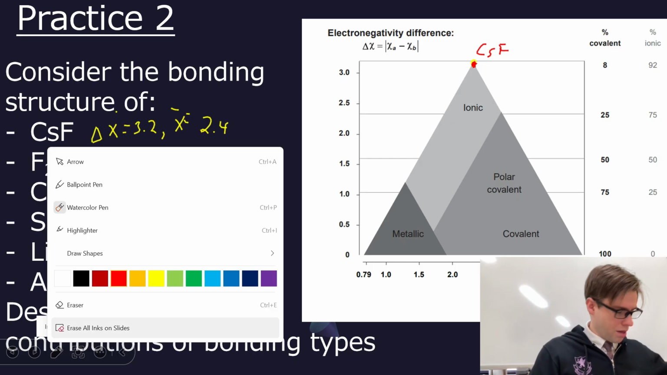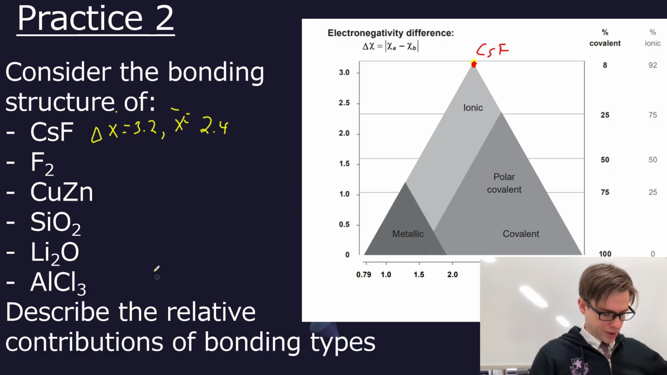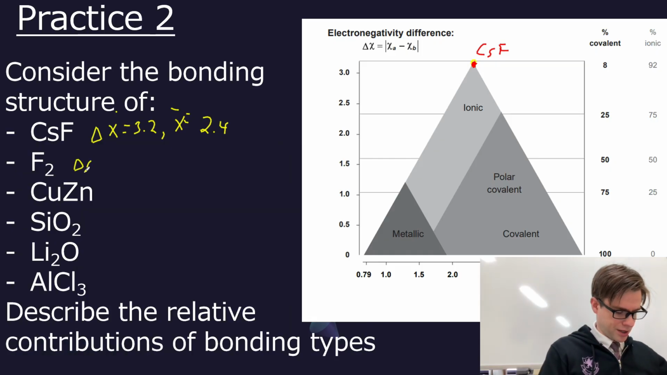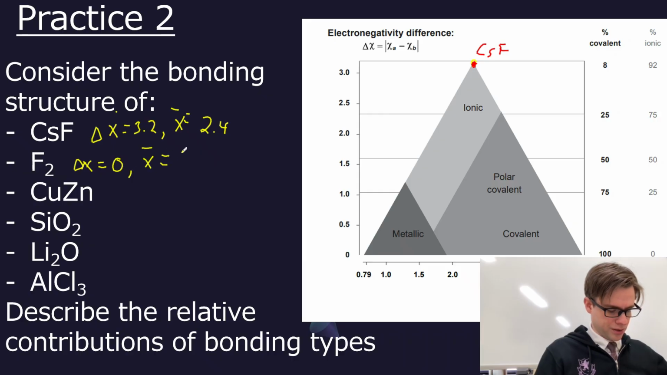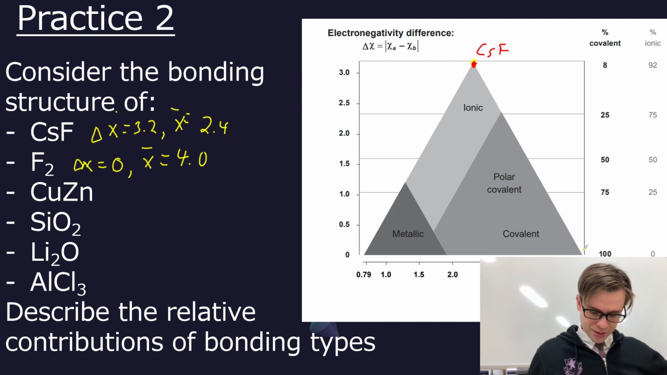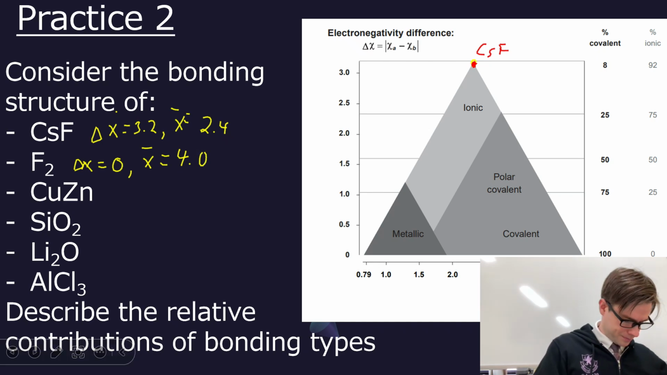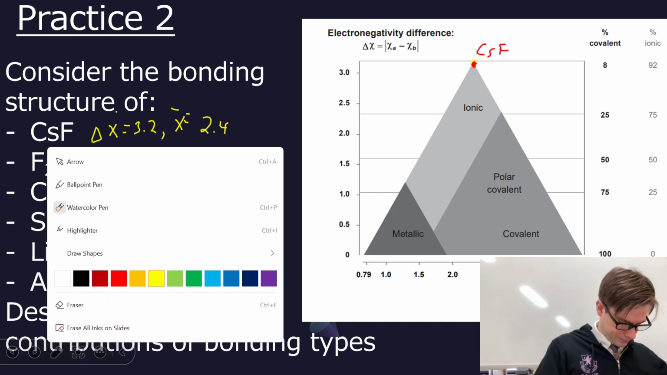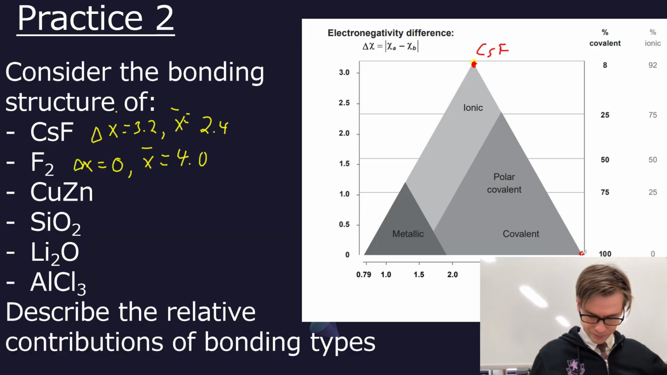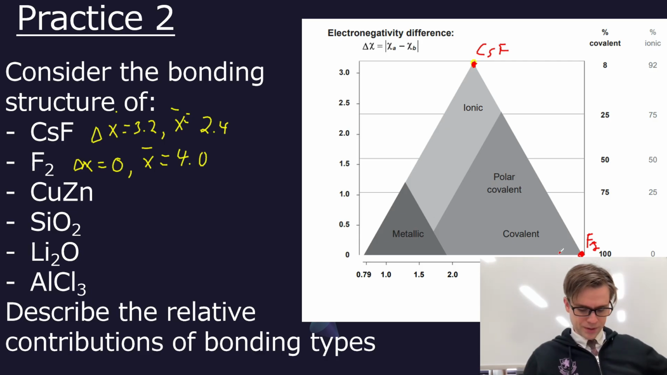Next, F2. Again, pure element, these are generally pretty easy. Delta X always 0. X bar average just equal to whatever it is on the periodic table. You should probably remember fluorine is 4.0. So that brings us to the other corner there. F2, the classic pure nonpolar covalent.